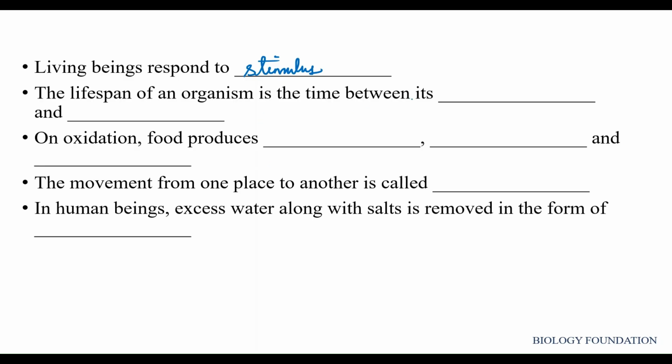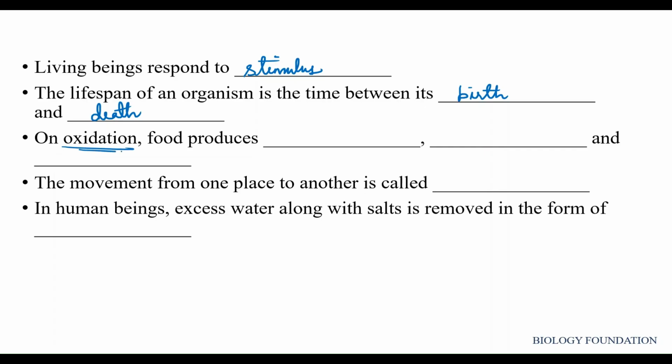Lifespan of an organism is the time between its birth to death. And is it the same for all organisms? No, it's quite different from species to species. For monkeys, it's different. For rats, it's quite different, right?